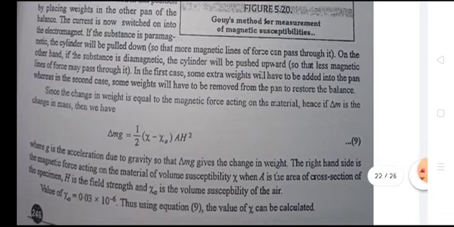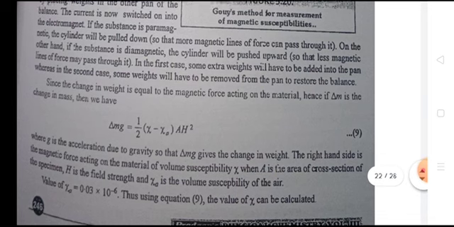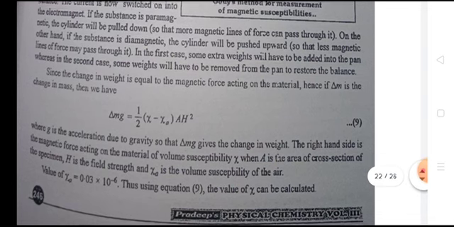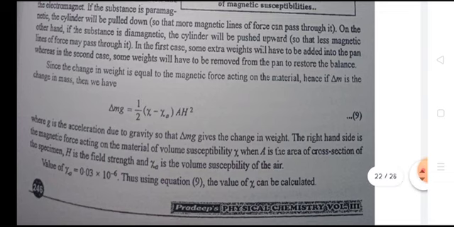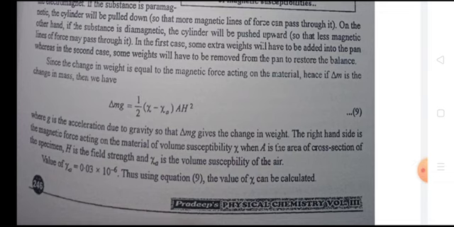The current is now switched on to the electromagnet. If the substance is paramagnetic, the cylinder will be pulled down. On the other hand, if the substance is diamagnetic, the cylinder will be pushed upward. In the first case, some extra weights will have to be added into the pan, whereas in the second case, some weights will have to be removed from the pan to restore the balance.